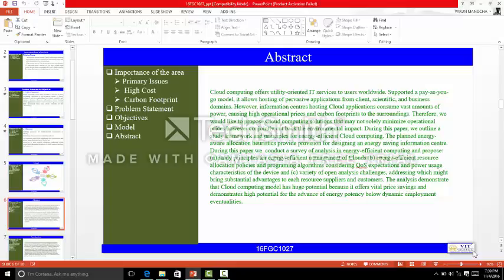a cloud computing solution that may not only minimize operational prices, but also cut back the environmental impact. In this paper, we conduct a survey of analysis in energy efficient computing and, first, study principles for energy efficient management of clouds; second, energy efficient resource allocation policies and programming algorithms considering quality of service expectations and power usage; and thirdly, a variety of open analysis challenges addressing which might bring substantial advantage to both resource suppliers and customers.